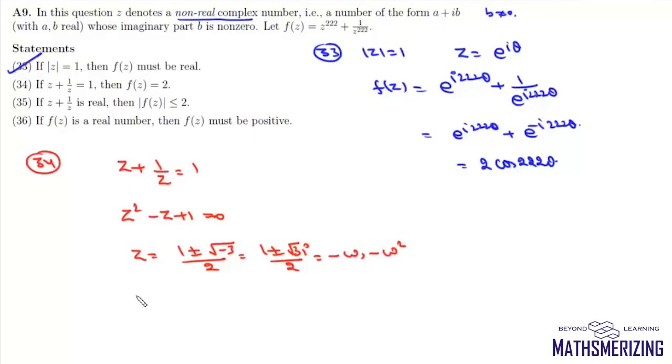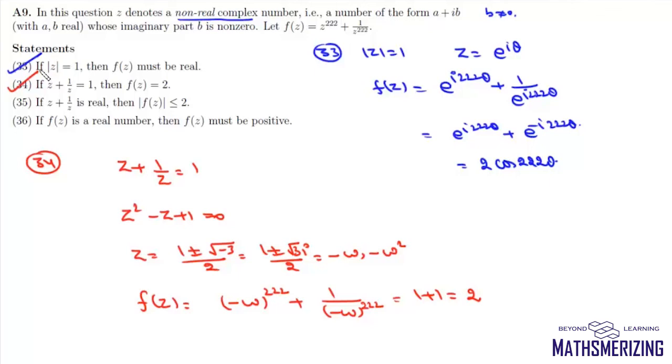Now if we find, f(z) will be (minus omega) to the power 222 plus 1 upon (minus omega) to the power 222. Now 222 is an even number and is a multiple of 3. So this value will be 1 plus 1, which is 2. And the result will be the same for minus omega square also. That means this statement 34 is also correct.